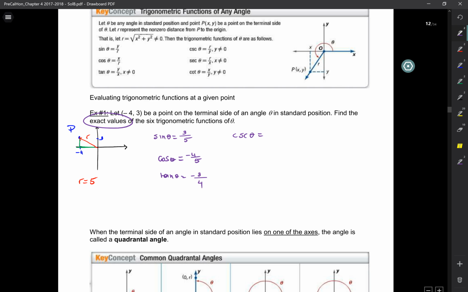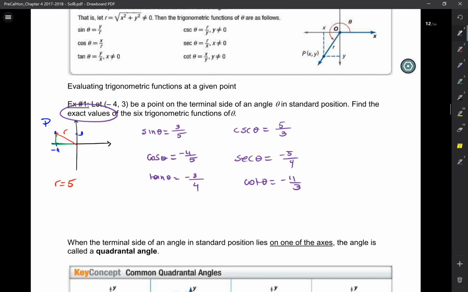Cosecant of theta is equal to 5 over 3. Secant of theta is equal to -5 over 4. Cotangent of theta is equal to -4 over 3. Okay, I know you can generate those numbers. In this class, I know that you can all generate those numbers. Let's talk about a deeper understanding now.